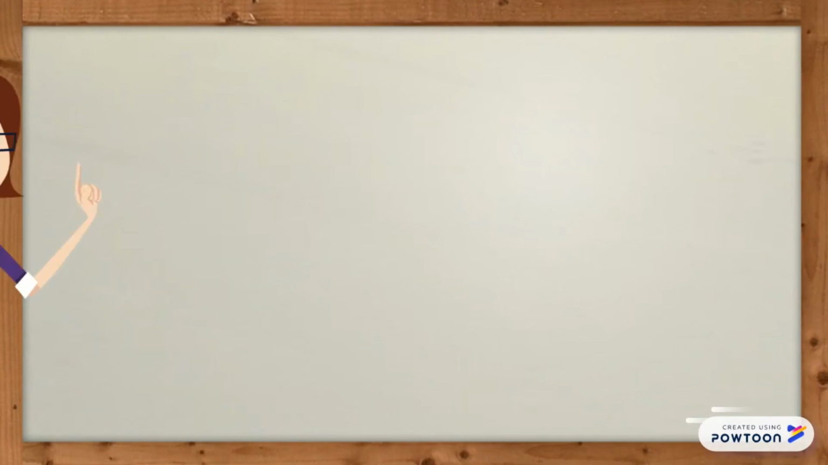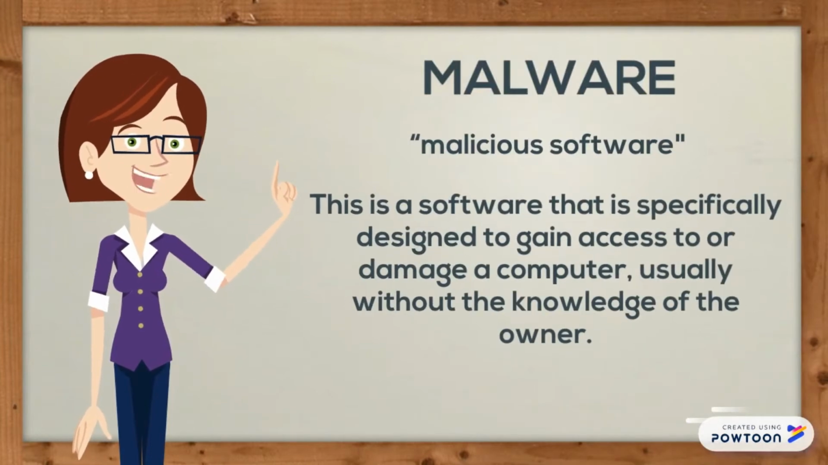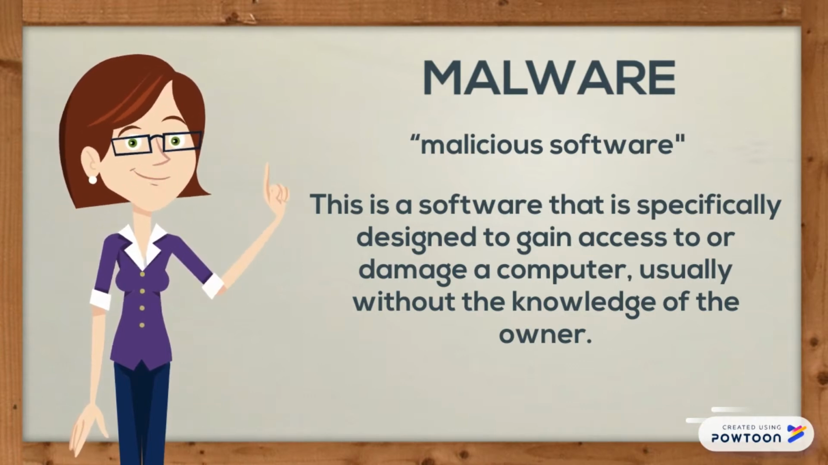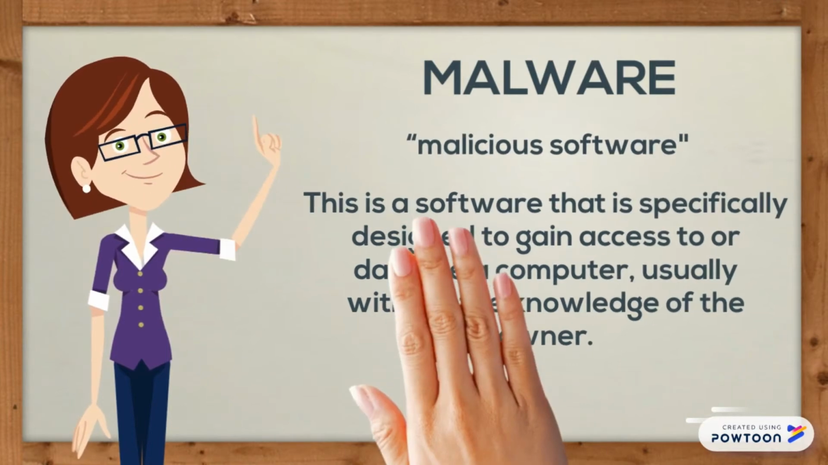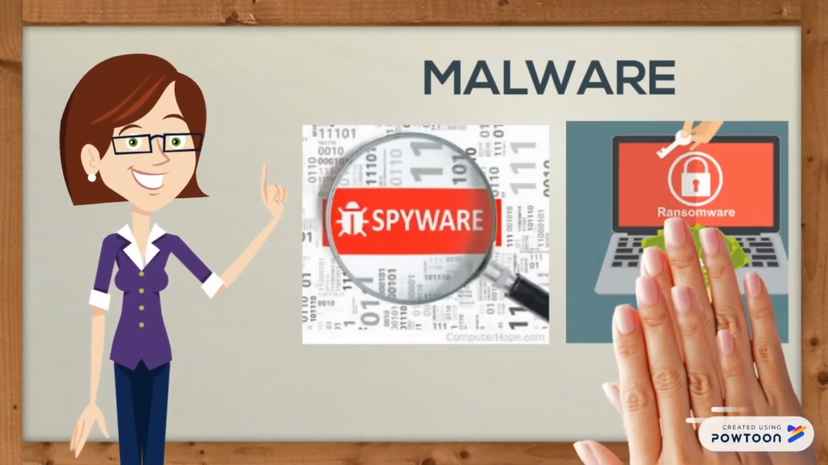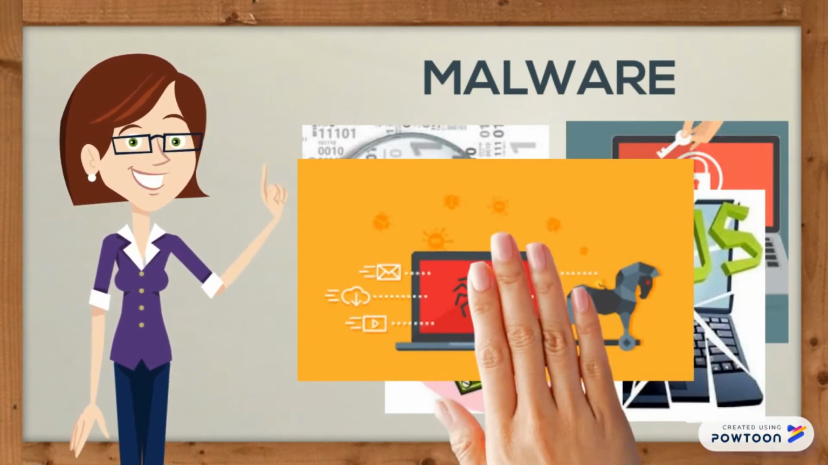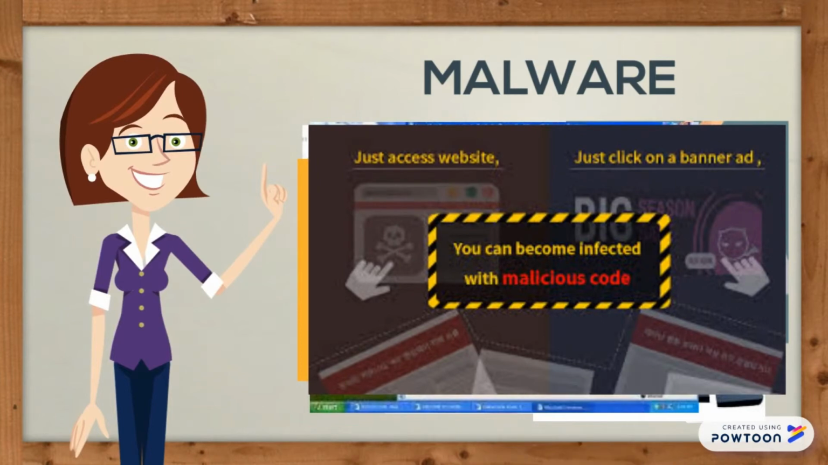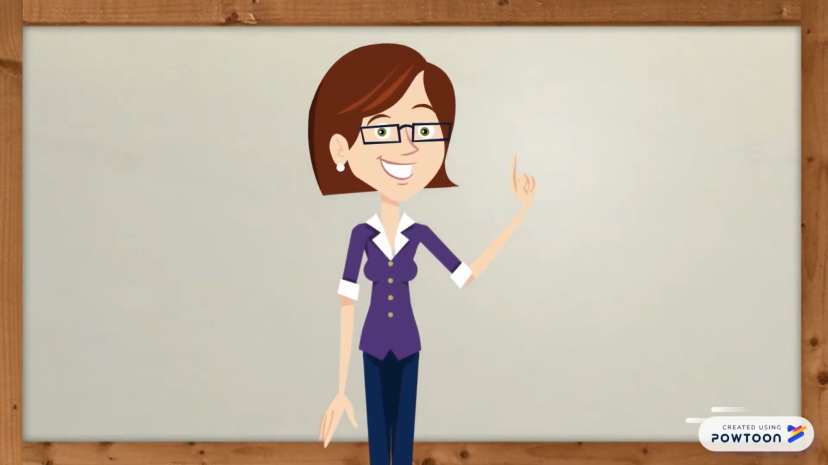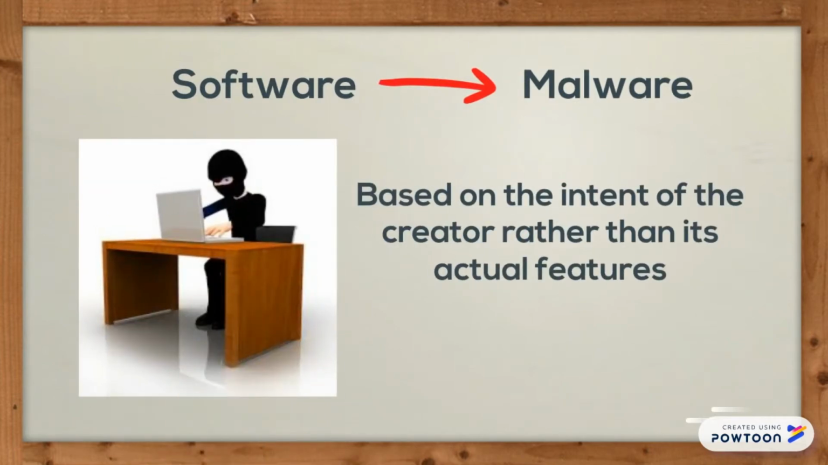Malwares. Malware is an abbreviated form of malicious software. This is software that is specifically designed to gain access to or damage a computer, usually without the knowledge of the owner. There are various types of malware, including spyware, ransomware, viruses, worms, Trojan horses, adware, or any type of malicious code that infiltrates a computer. Generally, software is considered malware based on the intent of the creator rather than its actual features.